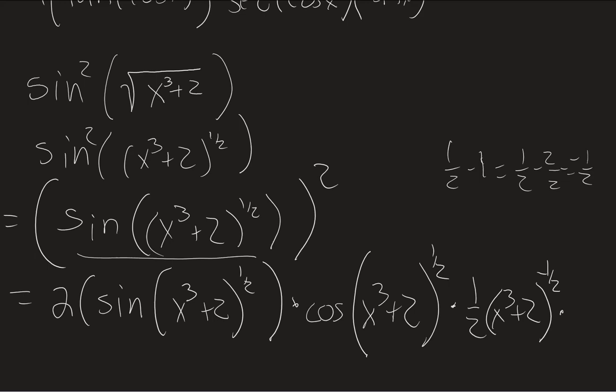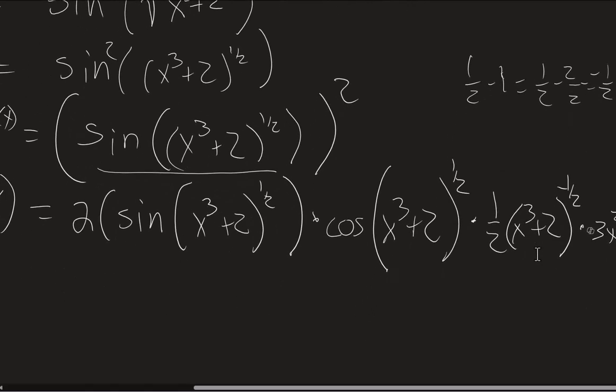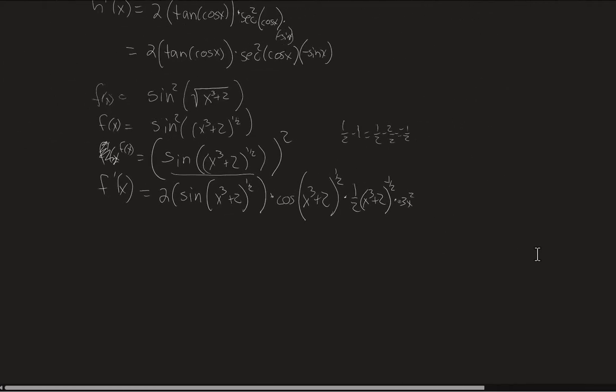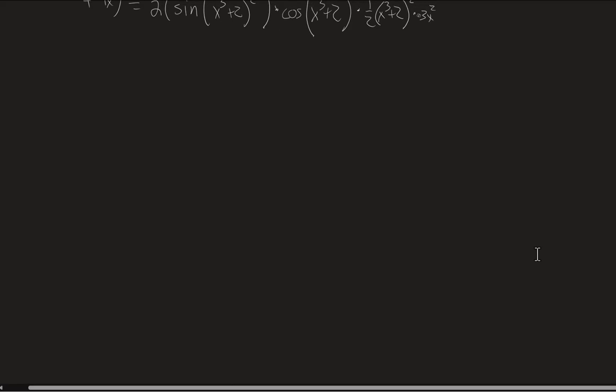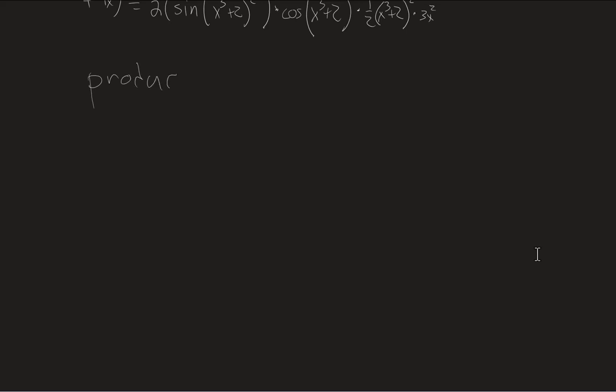Okay, so that is the chain rule. Now let's review product rule and quotient rule. You don't use the quotient rule that often. You use the product rule fairly often.